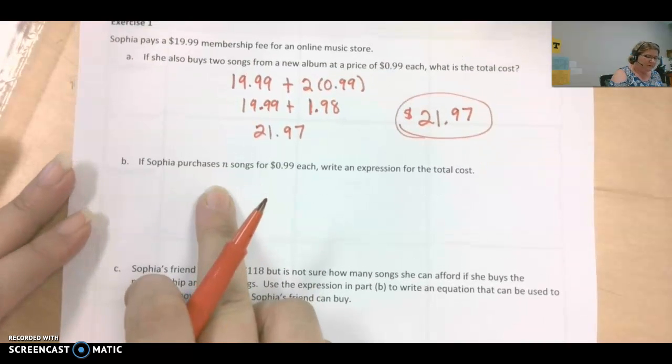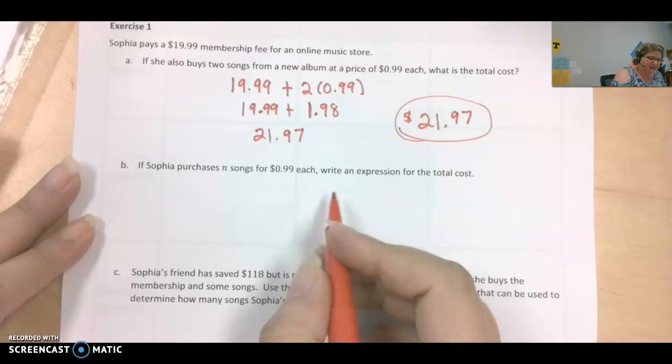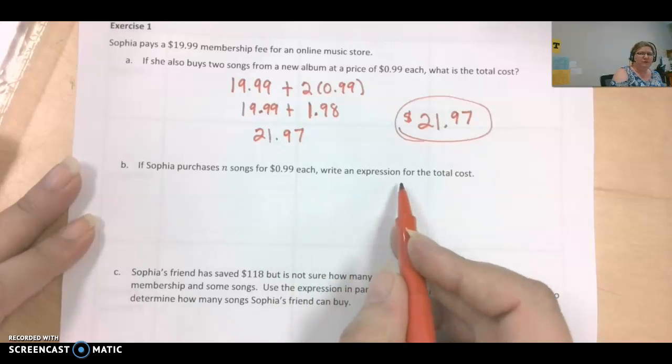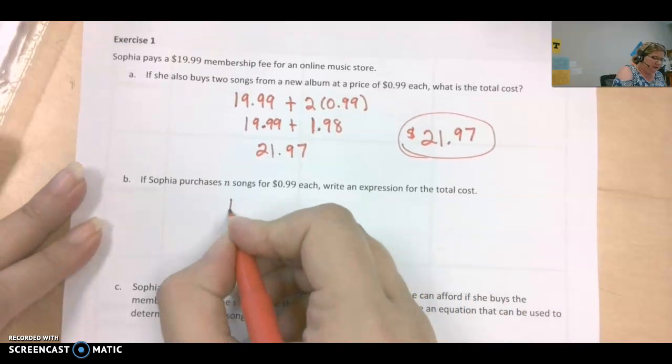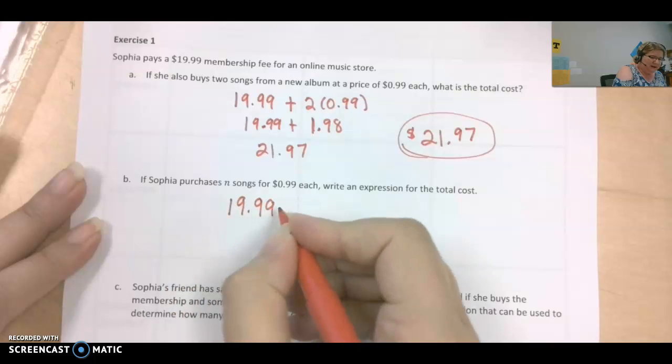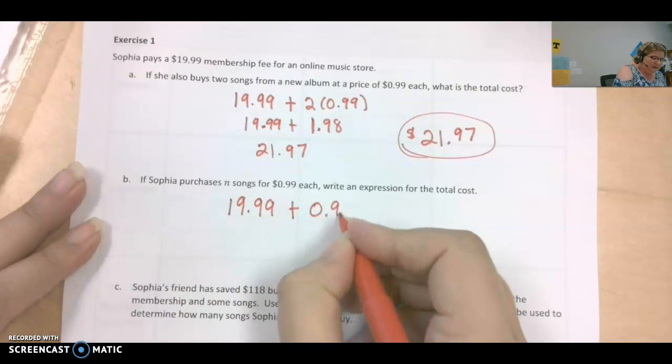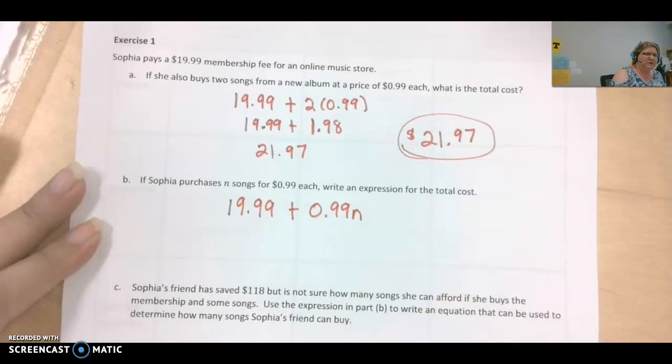If Sophia purchases N songs for 99 cents, write an expression for the total cost. So we would have the $19.99 plus 99 cents times the number of songs.